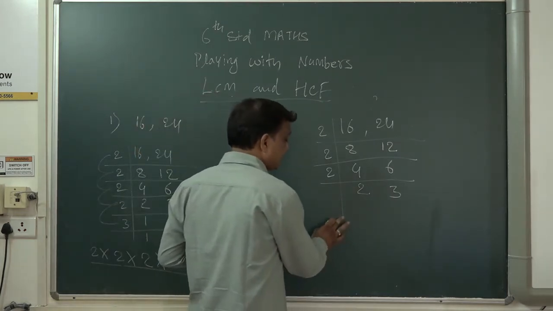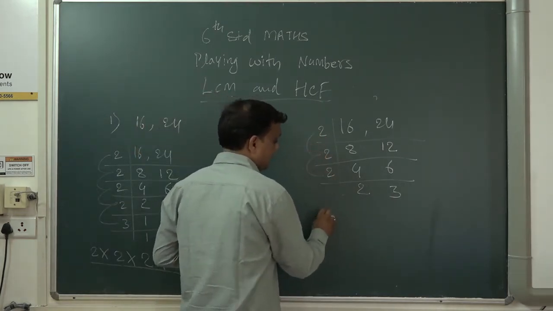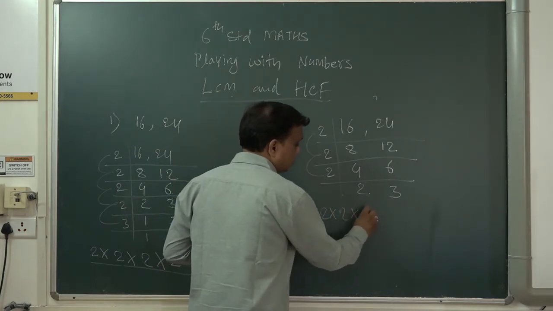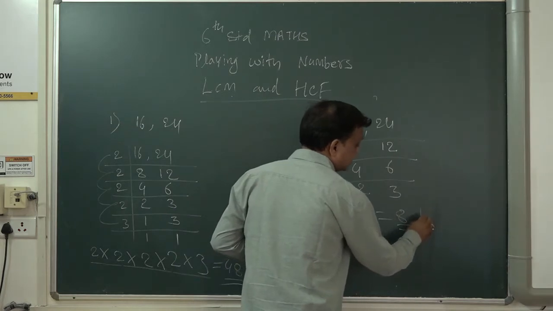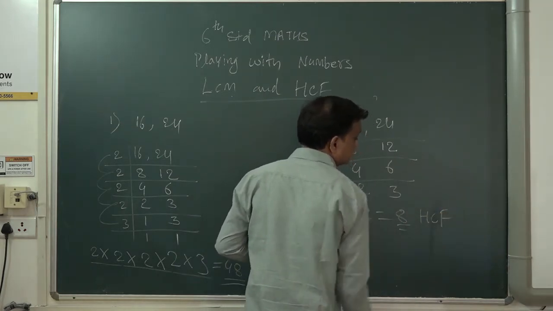So what is the HCF? For that you have to multiply these numbers. 2 into 2 into 2 is 2 to the 4, 4 to the 8. So 8 is the HCF, highest common factor.